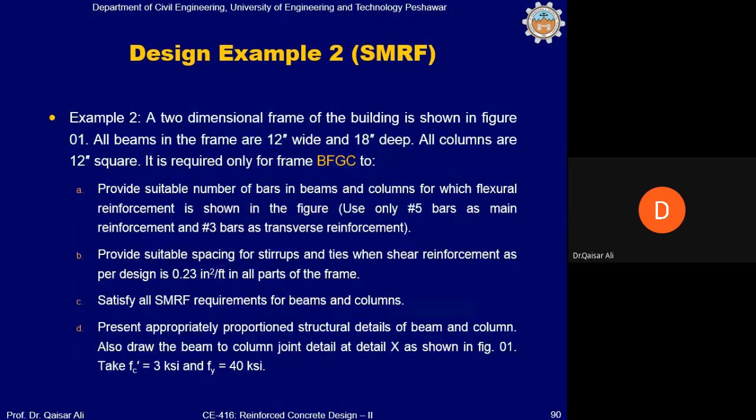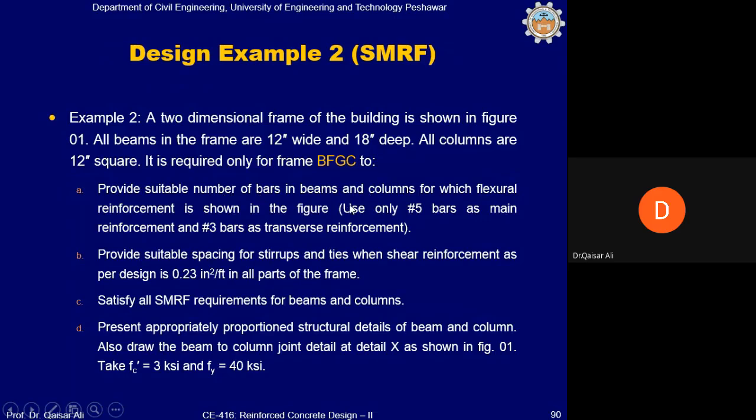Okay, so if there are no questions, let's start this example. The statement of this example is that there is a two-dimensional frame of a building, which is shown in the next figure. All beams in the frame are 12 inch wide and 18 inch deep. All columns are 12 inch square. It is required only for frame BFGC because this is a big frame. So only for a small part of the frame, this is required.